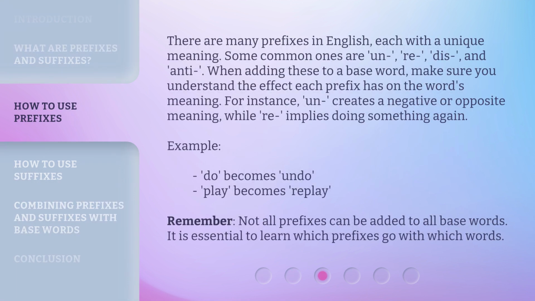There are many prefixes in English, each with a unique meaning. Some common ones are un, re, dis, and anti. When adding these to a base word, make sure you understand the effect each prefix has on the word's meaning. For instance, un creates a negative or opposite meaning, while re implies doing something again. Example, do becomes undo, play becomes replay.